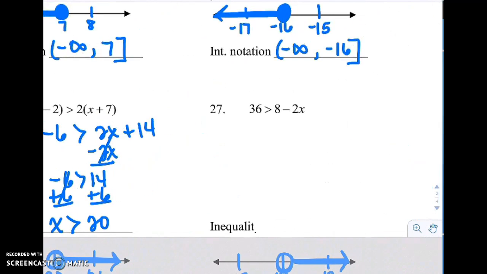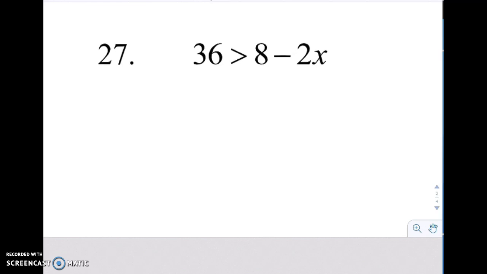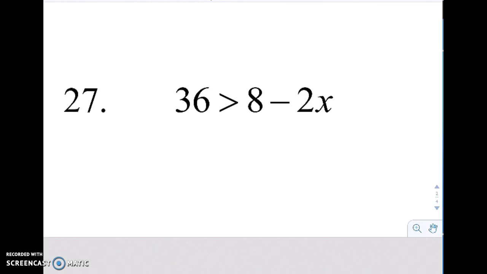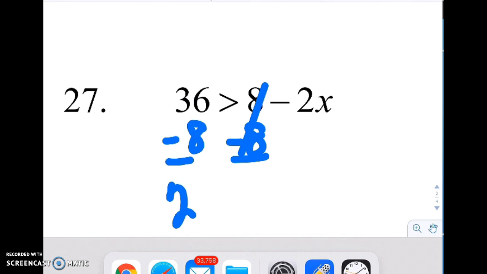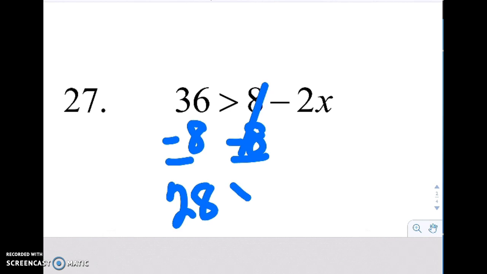All right, that brings me to number 27, and I think this is a great example because you end up having to flip twice here actually. So what we want to do is get everybody away from the x, so we're going to subtract 8 on both sides of that inequality symbol. 36 minus 8 gives us 28 is greater than negative 2x.